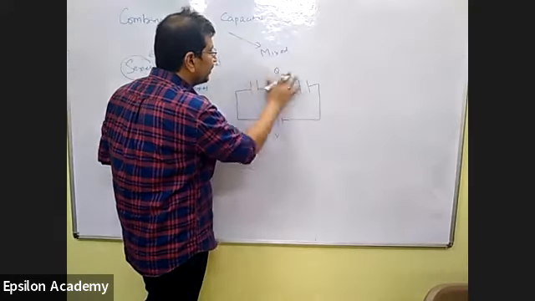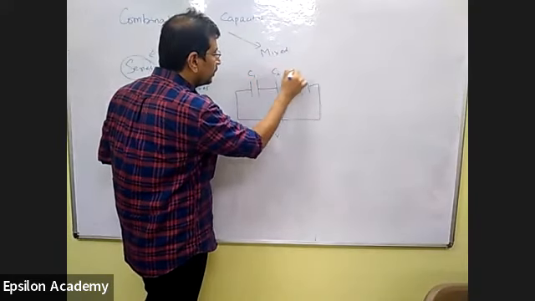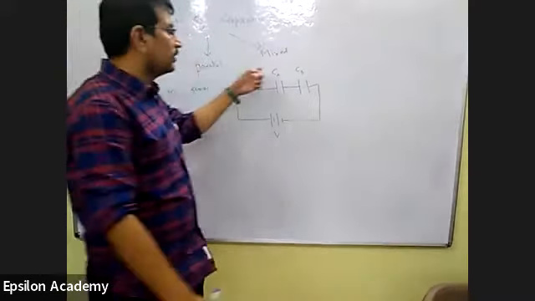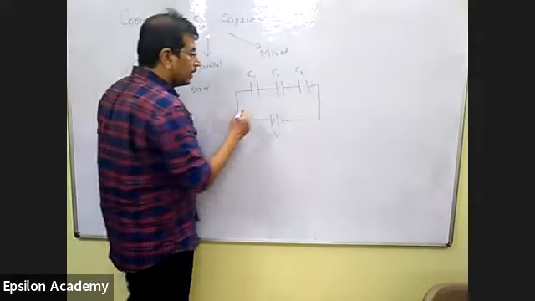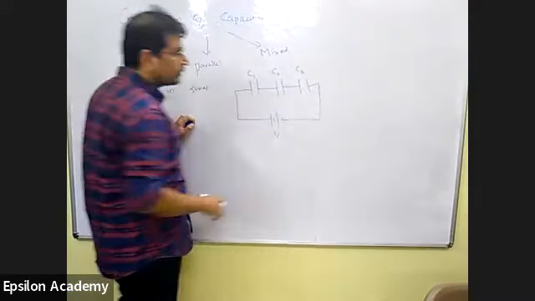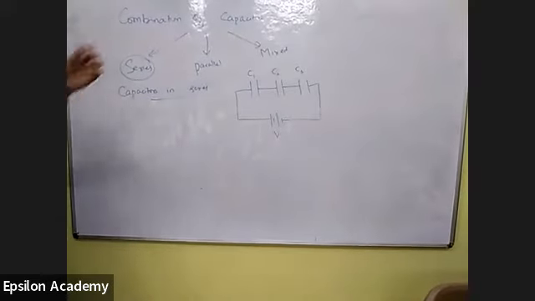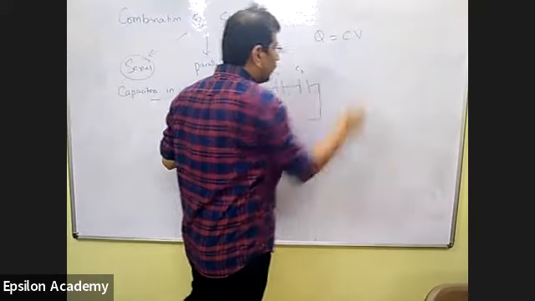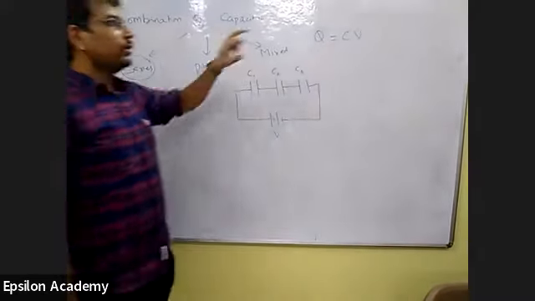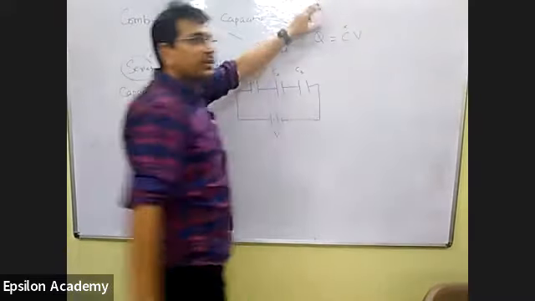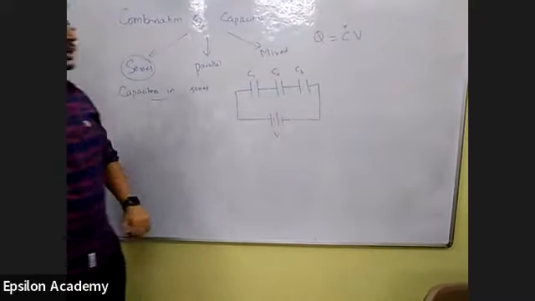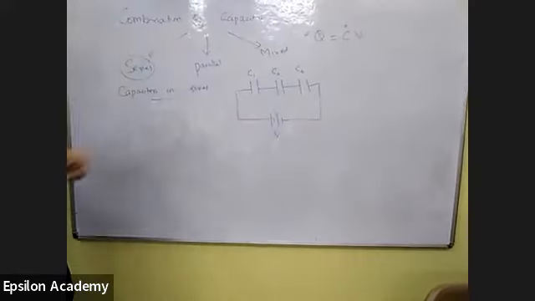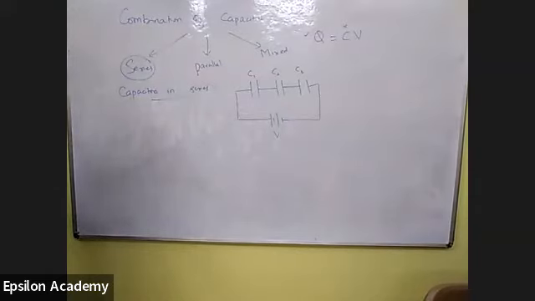Let's say there are three capacitors of values C1, C2, and C3, and the potential difference applied across the combination is V. So you have this formula Q is equal to C into V. Whatever you do, you can't change the capacitance value. It's always a constant. So depending on whether Q is a constant or V is a constant, the combination is basically classified into series or parallel.